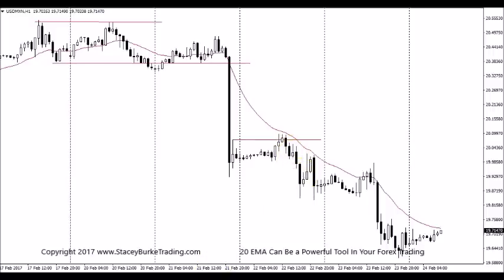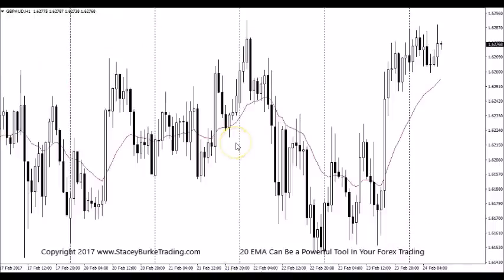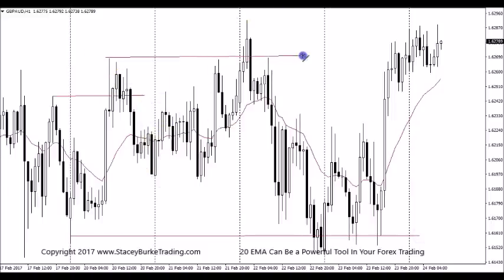So if we take a look at an example, here's the pound Aussie this week in particular. You can see where we're using support and resistance in a range bound market, which can potentially keep traders from getting whipsawed by merely trading back and forth across the moving average. That's not what we're looking for.